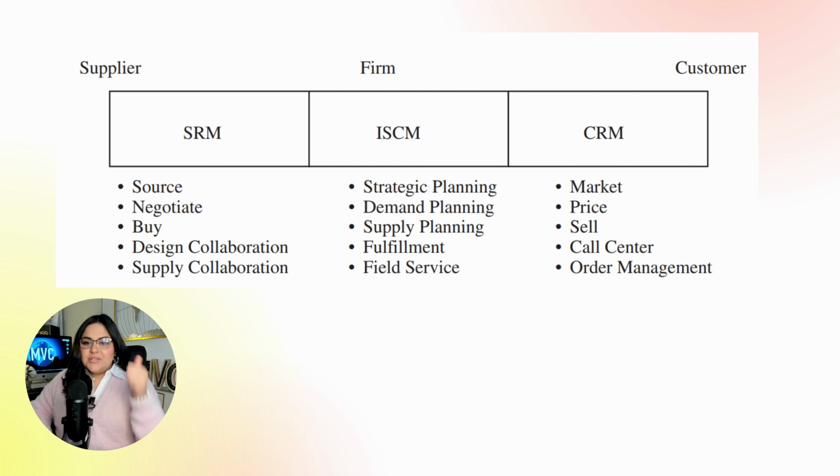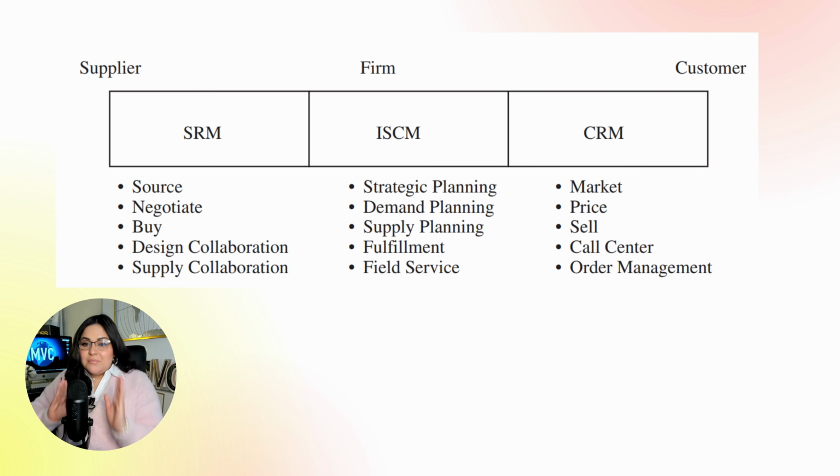That's regarding sourcing, procurement, negotiating contracts and deals, buying, actually putting in the orders with the suppliers to buy the materials and products we need. We can do design collaborations, meaning we could work together with the suppliers to create or design a particular item that we might need. And we collaborate to make sure that our supplies are flowing through our supply chain. That's on the one end, the supplier company side of things.